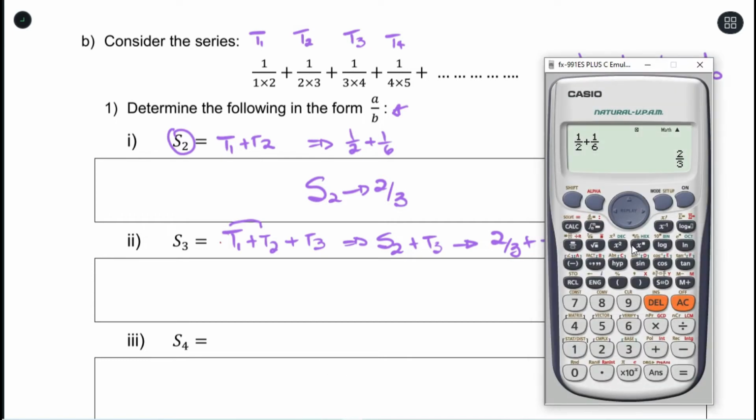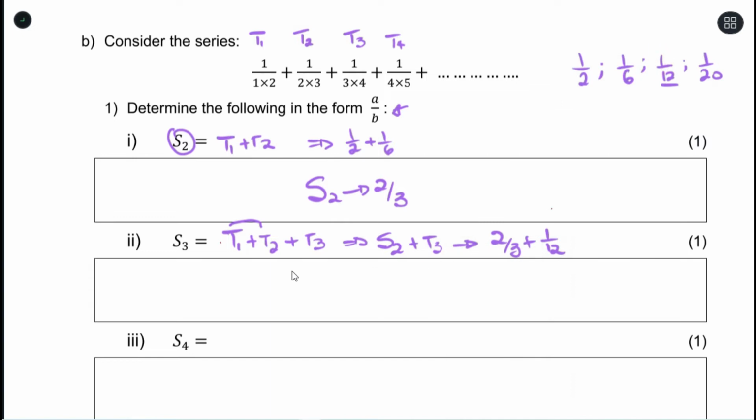Okay, so I'm taking 2 over 3 and adding it to 1 over 12. That will give me 3 over 4. Okay, so S3 is 3 over 4.